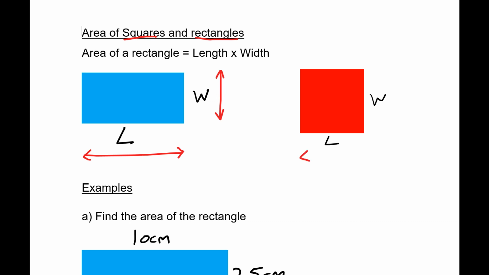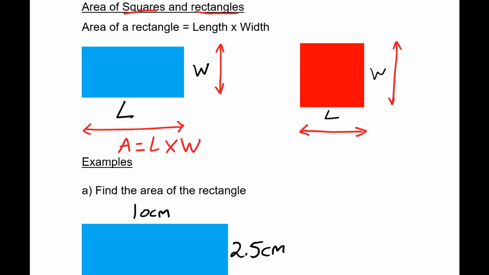For a square, remember, all of the sides are the same, so you could just think of this as the length times the length, or the width times the width. So I generally write this like this. For the rectangle, I would do area equals L times W, for length times width.